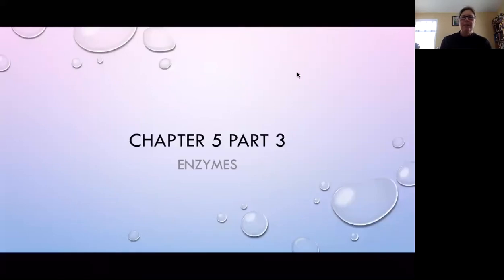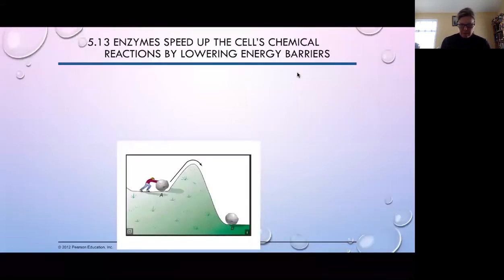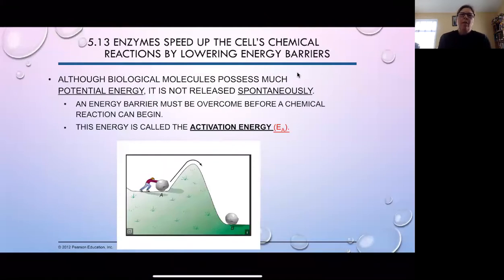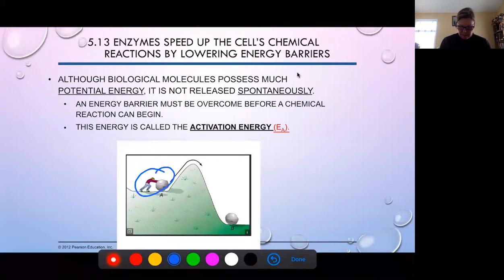Hello, so this is the last section of chapter 5, enzymes. Although biological molecules possess much potential energy, it is not released spontaneously. We have this thing called an energy barrier, or activation energy. We can see here, if we can get that hill downhill, it is a downhill reaction. It would be an exergonic reaction, but we've got to get it over the hill first. And that hill is referred to as the activation energy.